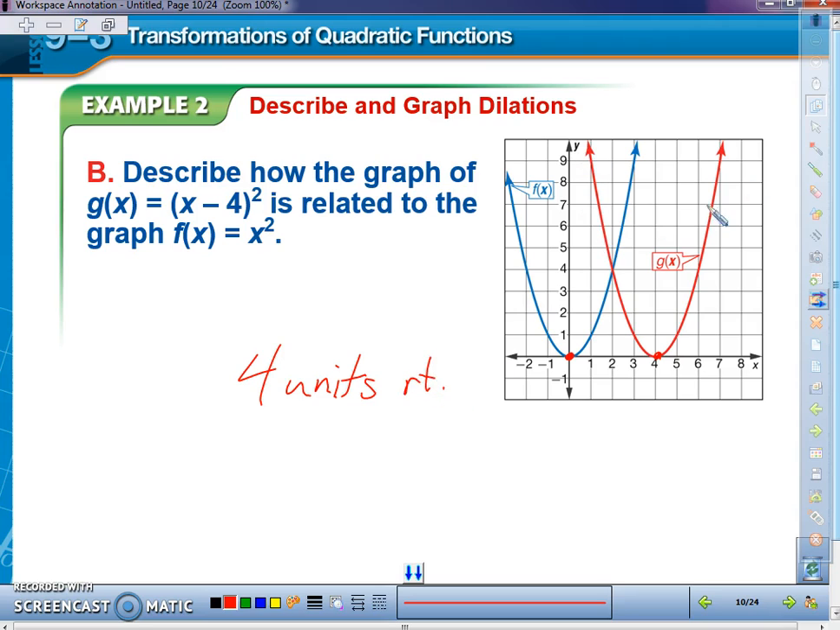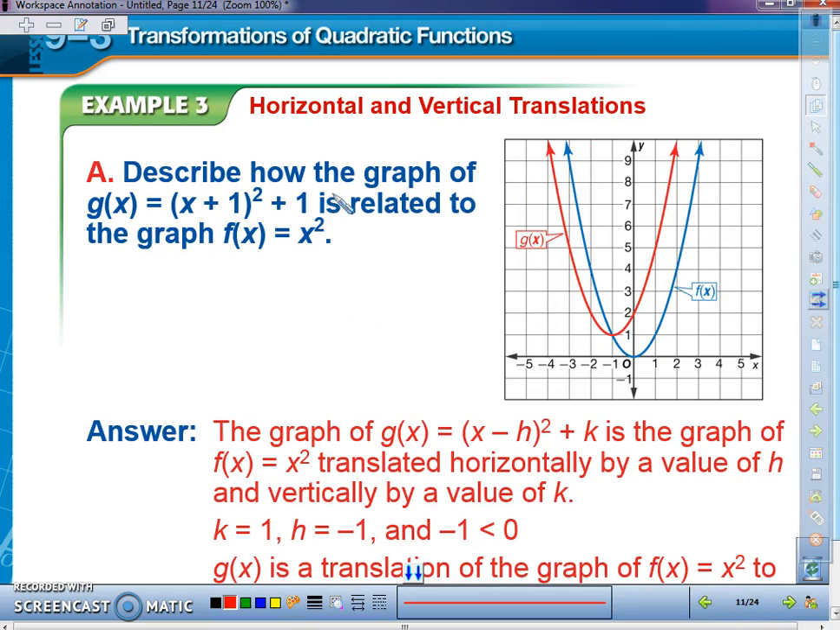Okay? And again, my y-intercept on this one is going to be positive 16, so it's way up there. Okay. All right, so we're going to describe what if it's both. Describe how this is related to x squared.